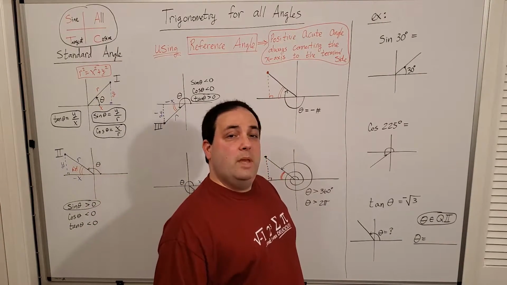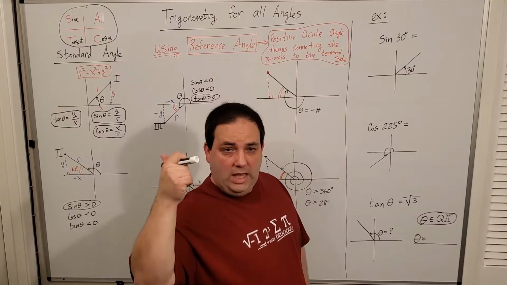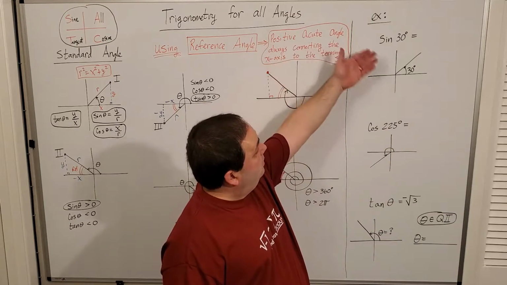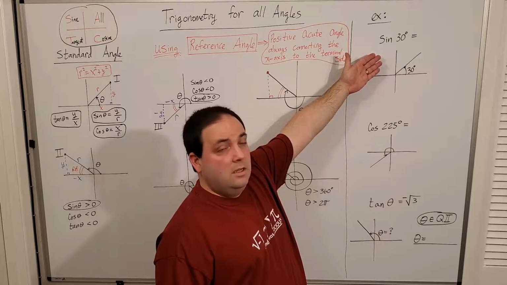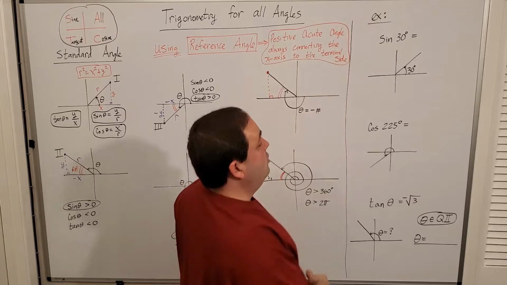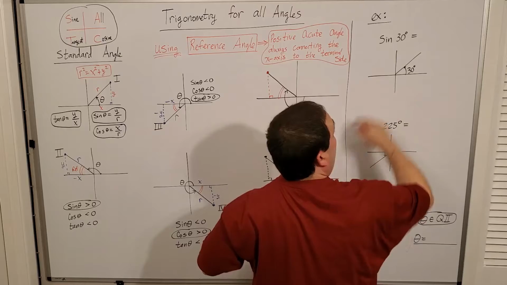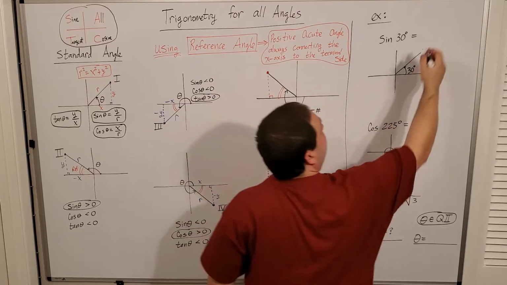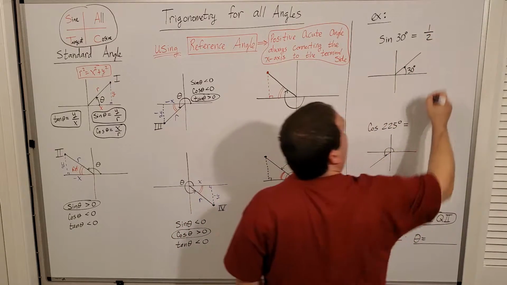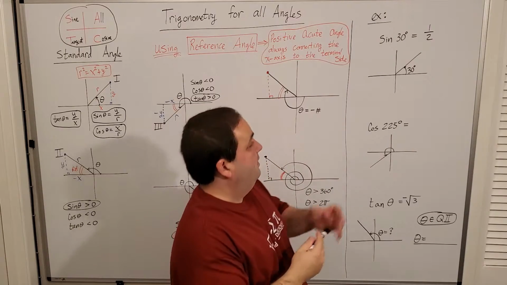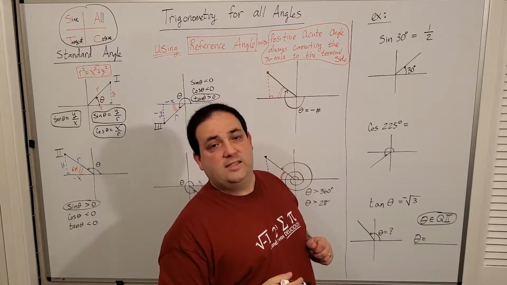Let's say it's one of the memorized angles that we talked about in the last lecture. For example, sine of 30 degrees. We already know this one. Notice 30 degrees is in quadrant 1, and sine of 30 is still going to be positive 1/2. That's just the way that one is set up.